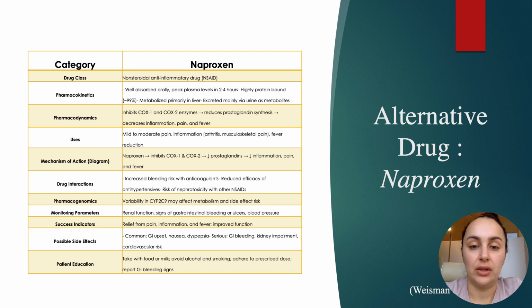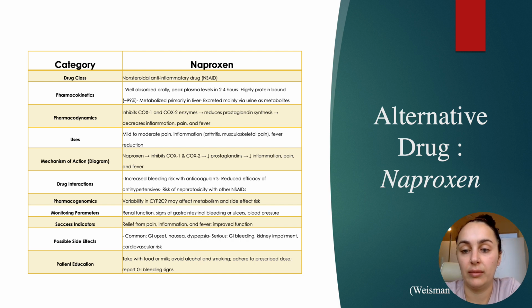The alternative drug that I chose was naproxen. Naproxen is a non-steroidal anti-inflammatory drug commonly used to treat mild to moderate pain, inflammation, and fever, including conditions such as arthritis and musculoskeletal pain. It is well absorbed when taken orally, reaching peak plasma levels within 2 to 4 hours. It is highly protein bound in the bloodstream. Naproxen is primarily metabolized in the liver and excreted mainly through the urine as metabolites.